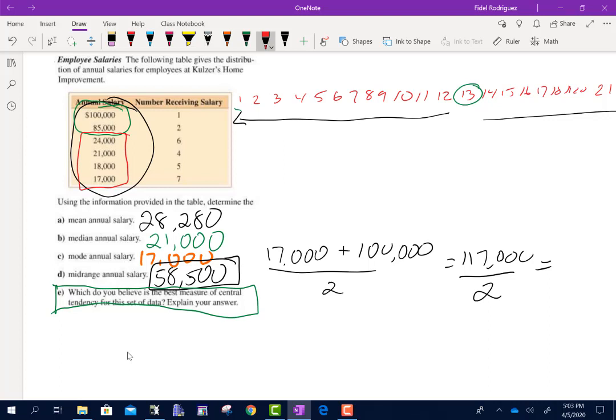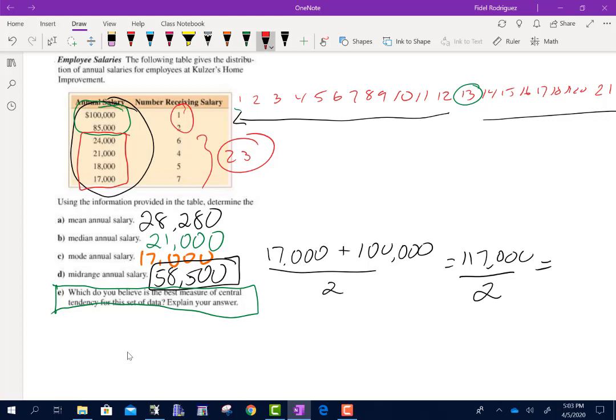If you notice, remember we had a total of 25 employees. Well, you have 3 folks making either 100,000 or 85,000, right? 2 at 85,000 and 1 at 100. That means that the other 23 employees are making $24,000 or less, okay?